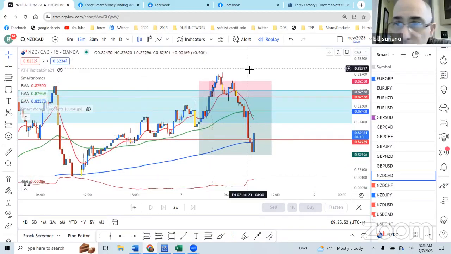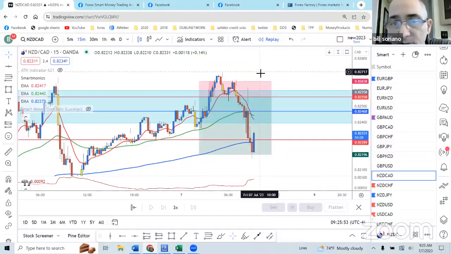So this was another good trade. So that's two good trades this morning, two winning trades this morning. You could have gotten out of both of these trades in profit before the news hit, or you could have stayed in them and got out at 2R, 2 times your risk.